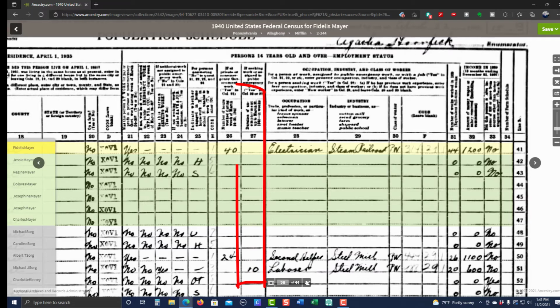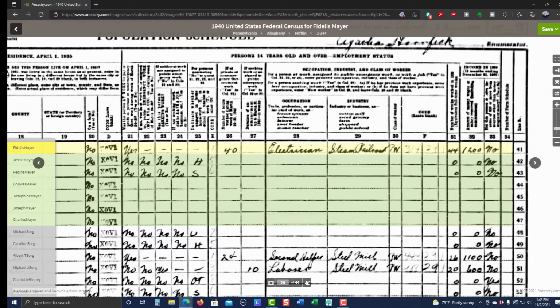Now, column 27 asks for the duration of unemployment up to March 30th, 1940, in weeks. So now you can see down here Michael Sorg, Michael Sorg's son, had been unemployed for 10 weeks. But it's a little confusing because he doesn't give any hours that he had worked that week. So maybe he had just started working.